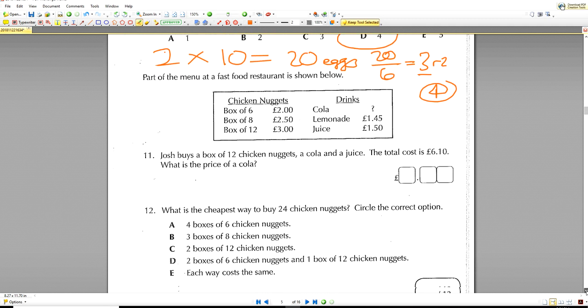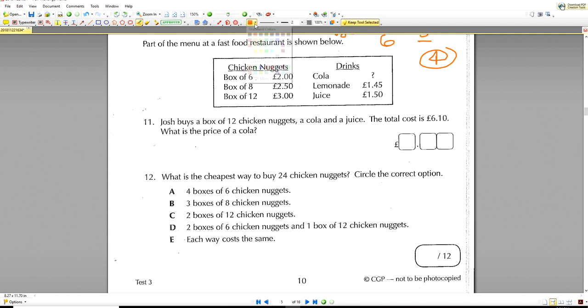So question number 11. Josh buys a box of 12 chicken nuggets. Here are all the prices and the drinks, a cola and a juice. The total cost is £6.10. What is the price of a cola?